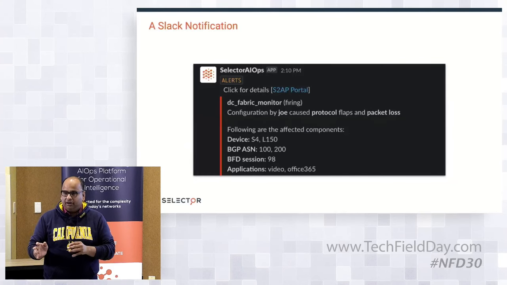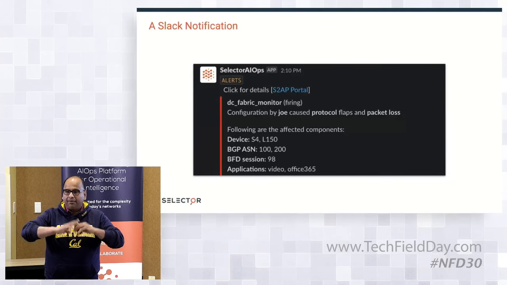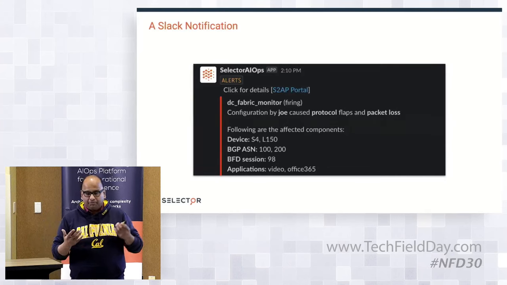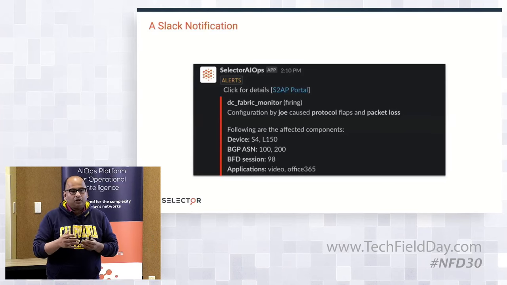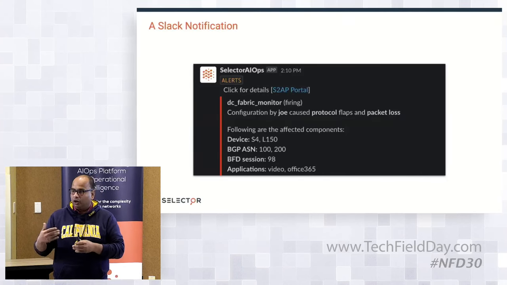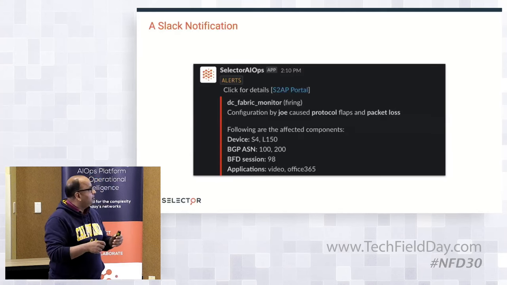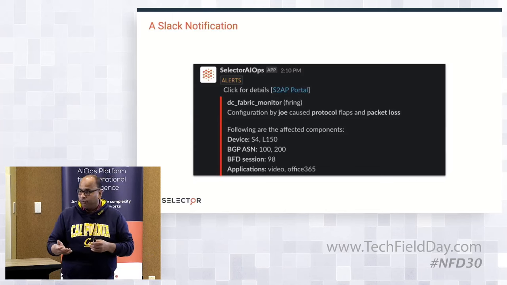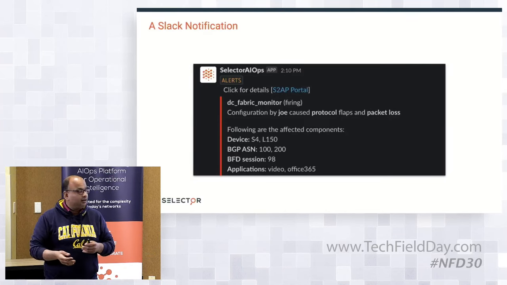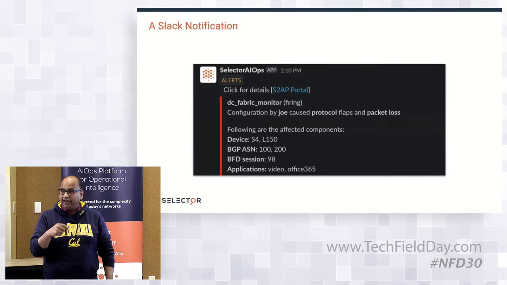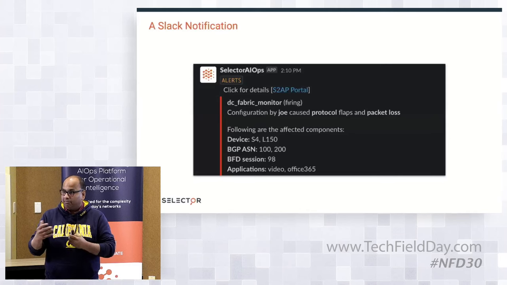You don't know the details of it, but at a 10,000 foot view, you know that this person called Joe made some configuration change, and that has caused certain protocols to go down. There's a summary over there, a simple English sentence, but there's a lot of technology that has gone into building that sentence. Then the devices that are affected: two devices, spine leaf 4 and leaf switch 150. The BFD sessions have gone down. And the two applications most likely to be affected are Office 365 and Mail and Video.